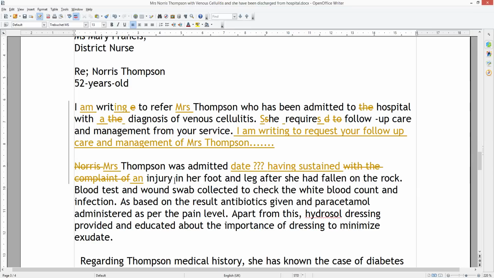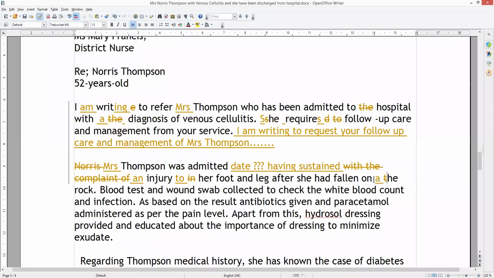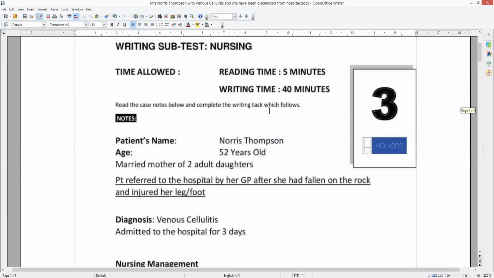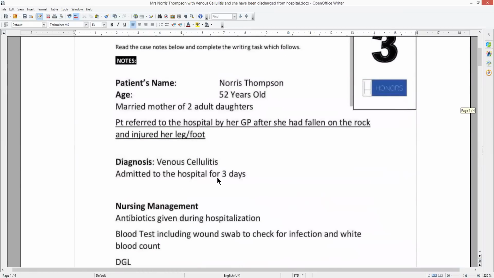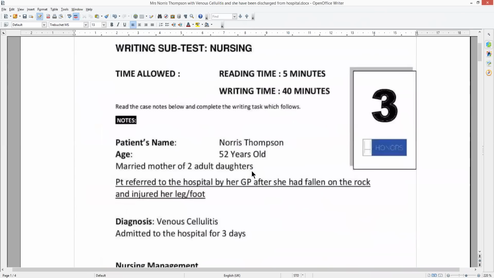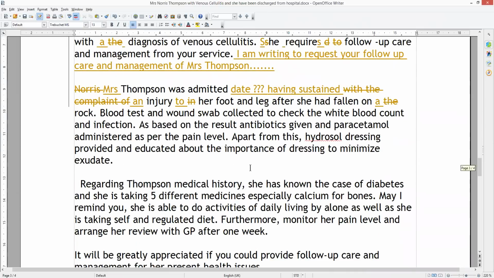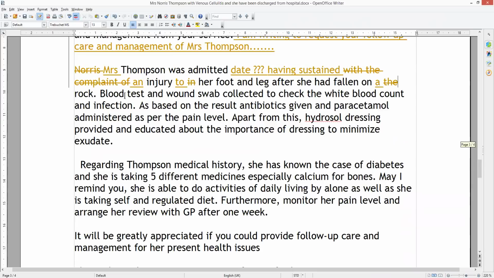Well, it would be to. You always have an injury to her foot and leg after she had fallen on the rock. Well, you only use a definite article when you've introduced something at first, and you do it again the second time. After she had fallen on the rocks or fallen on a rock, I think it is better. So Mrs. Thompson was admitted at some date, whatever date it says here. Three days, so she's being discharged. So whatever today's date is, you take away 3. Having sustained an injury to her foot and leg, blood test and wound.